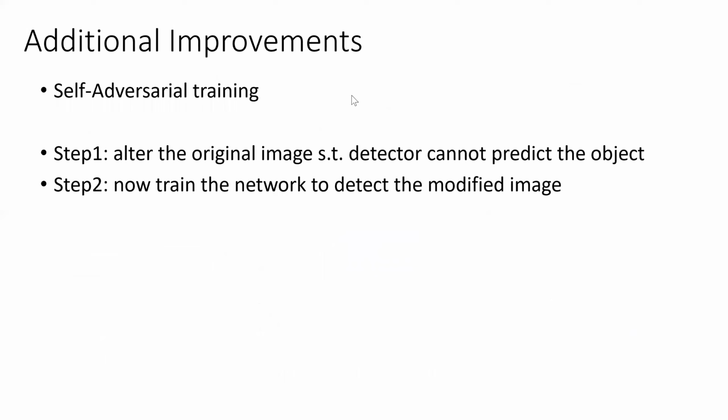Then he also introduced the self-adversarial training. It has two steps. The first one is to alter the original image such that the detector cannot predict the object correctly. Then the second step is to train a network to detect the modified image. One of Yizhe's works applies a lot of adversary samples, and we train the model with the adversary samples. So this is somehow like adversary training. Yeah.